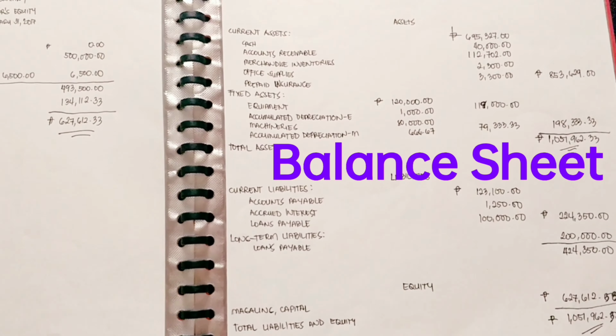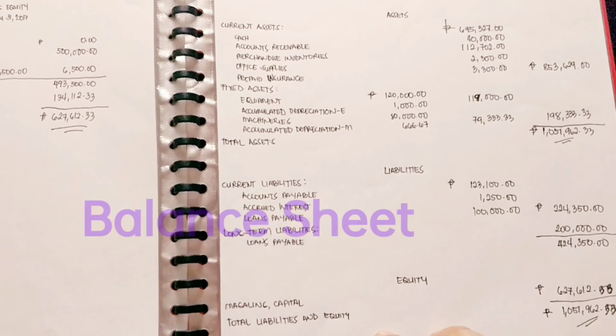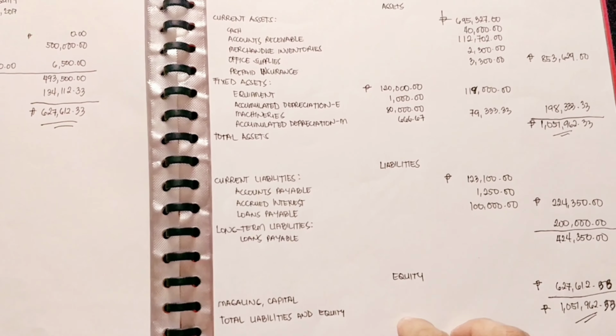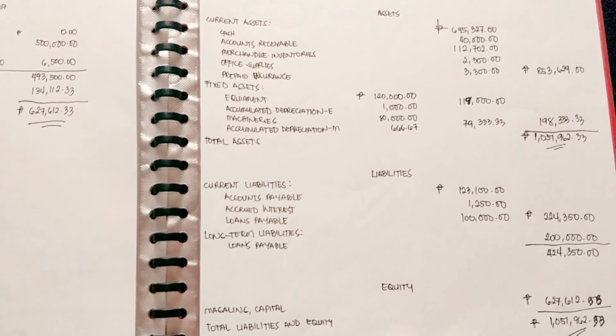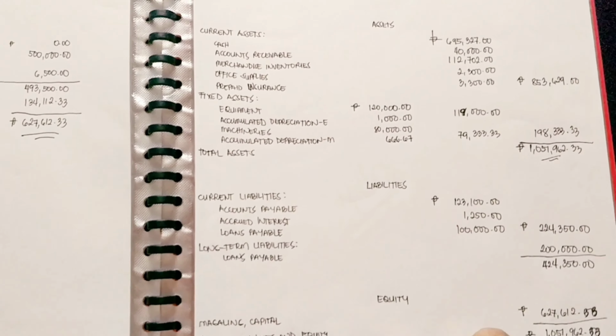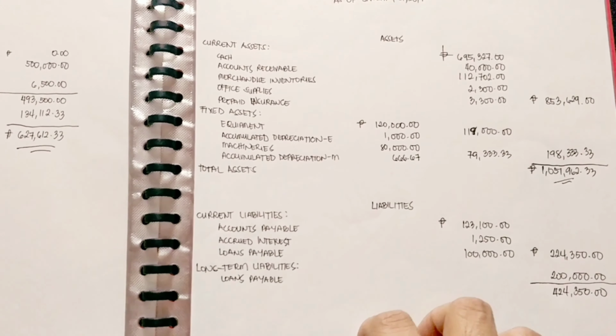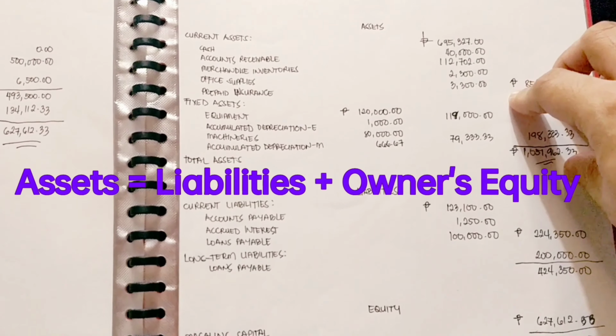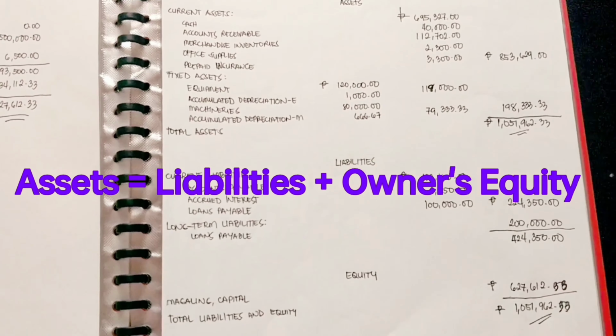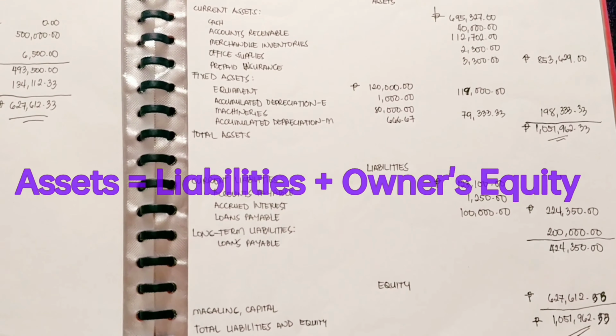Next is the balance sheet. A balance sheet is a statement of a business's financial position at a single point in time. This is usually done at month end or year end. It shows that the company's assets equal the liabilities plus the owner's equity.